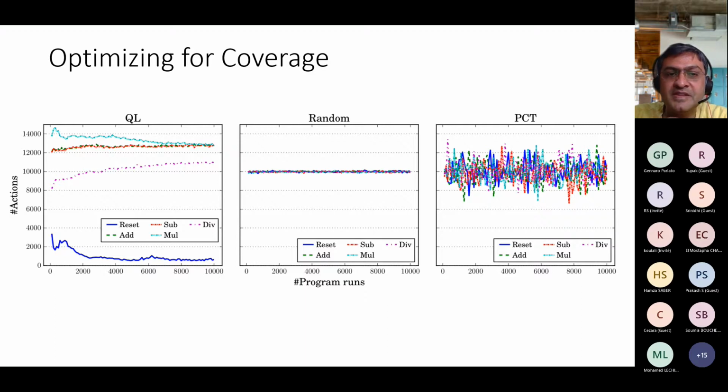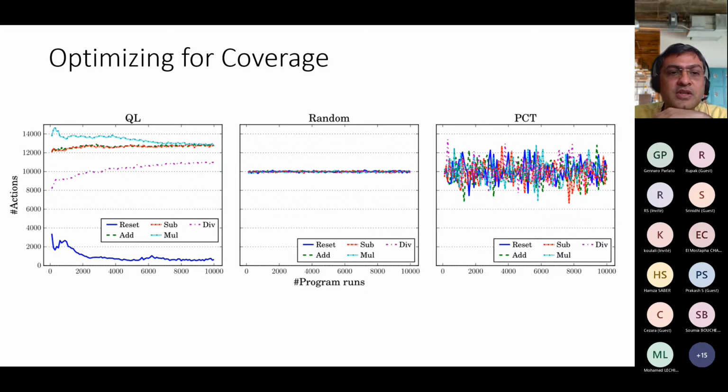So what you'll see is basically, in random exploration, you pick the next action uniformly at random. So the algorithm does not distinguish at all between doing a reset, subtract, divide, add, multiply. And same with PCT, it has some different kind of distribution, but it does not distinguish between these multiple operations.